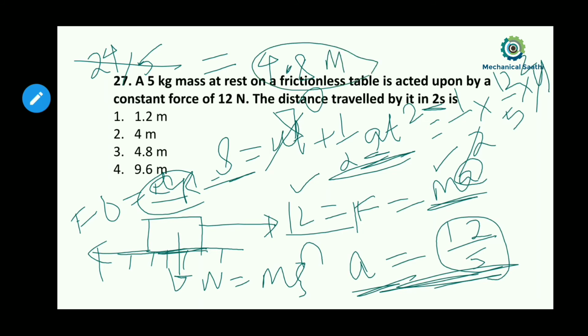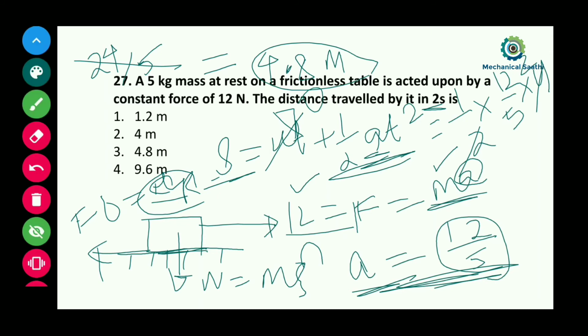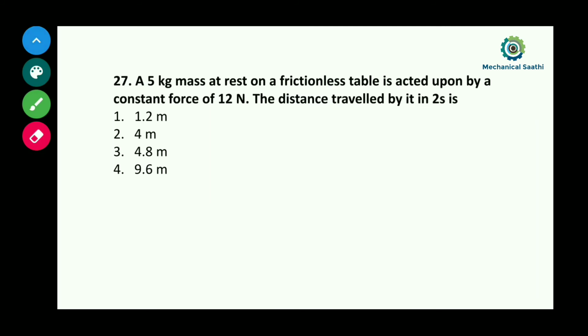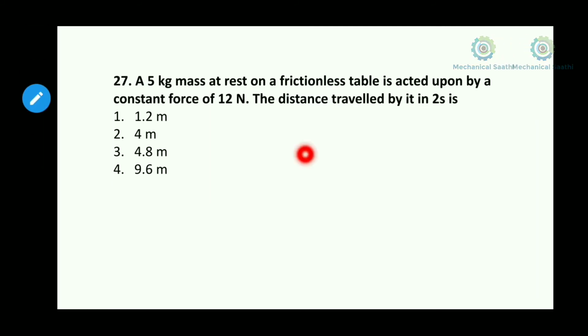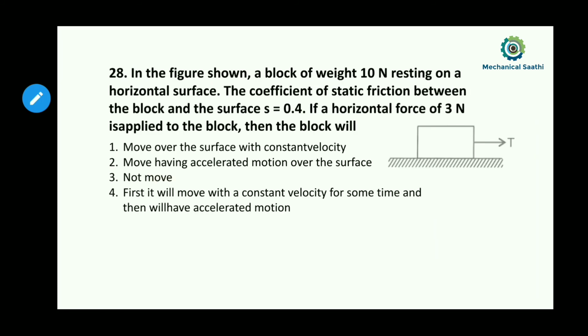So our answer is matching with option number 3. So option number 3 will be the correct answer for this question. For question number 27, your option number 3 will be the correct answer. So now moving towards the next question, that is question number 28. Let us read it.